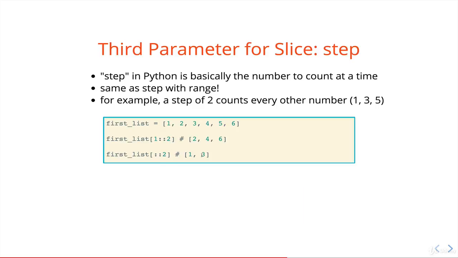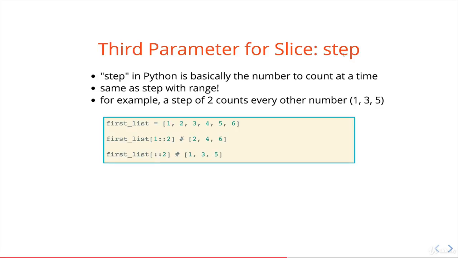I'll have to update the slide, because if we have first list : 2, this means start at the beginning and go to the end. I believe the reason is I was using the old version of first list, which only went up to 4, but this one goes up to 6. If we're counting by 2s for the entire list, so start at the beginning, go to the end, count by 2s, it should give us index of 0, index of 2, and then index of 4. So it should be 1, 3, 5, not 1, 3. So I'll update that. Okay, it's updated now.